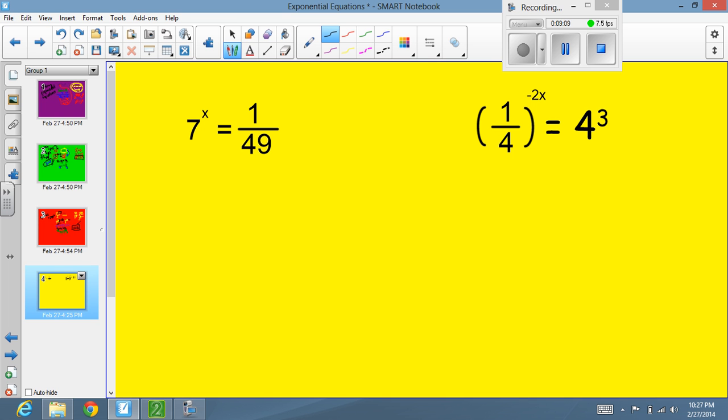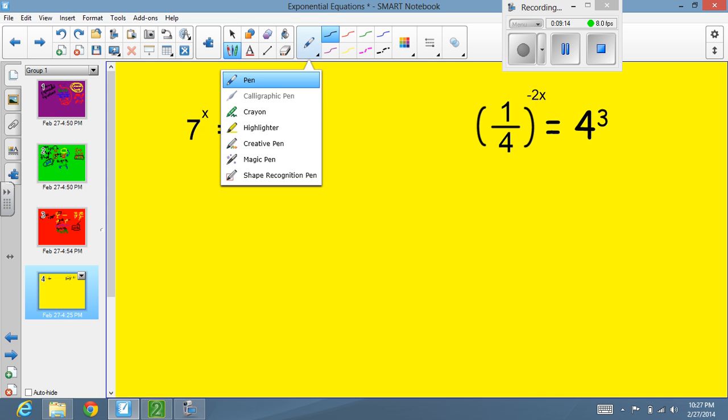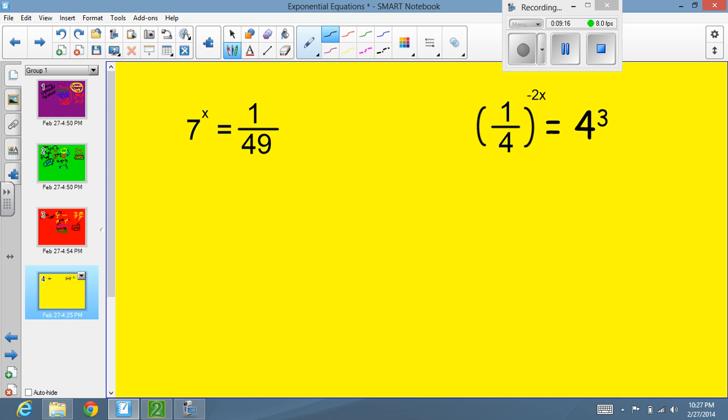Okay. What if there's some fractions involved? Well, I want to remind you that whenever we have fractions, I can always move numbers to the other part of the fraction as long as I change the sign of their exponent. In our first example, this is 49 to the first power. I can rewrite 49 to the first power if I take 49 and move it to the numerator and change that positive 1 exponent to a negative 1.